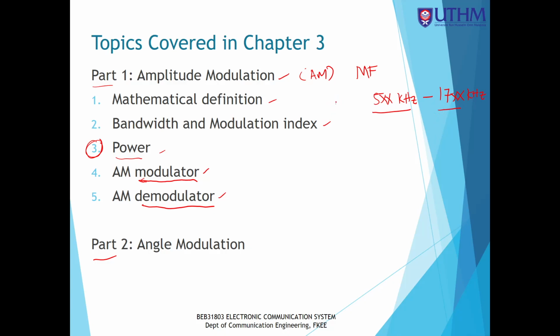So AM has a few sets of standard frequencies. Okay, so the range is around this range of frequencies. And if you want to see this frequency, you can see it from your radio. If you have a radio at your home or in your car, for example, if you tune to the AM, you see the range of frequencies is around this frequency range.